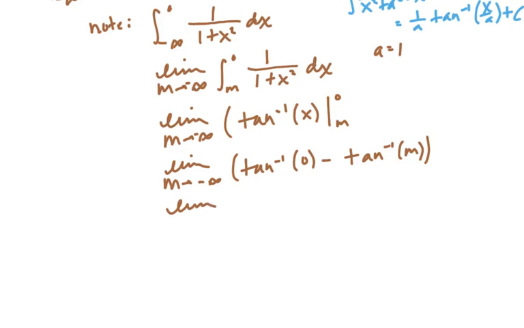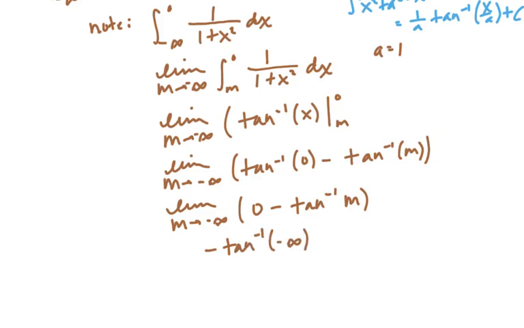So think about the inverse tangent of 0. What angle gives me 0 when I take a tangent, and that is 0, minus the inverse tangent of m. So technically we just have negative inverse tangent of m. So let's say we're going to actually look at our limit now. So this means inverse tangent of negative infinity.